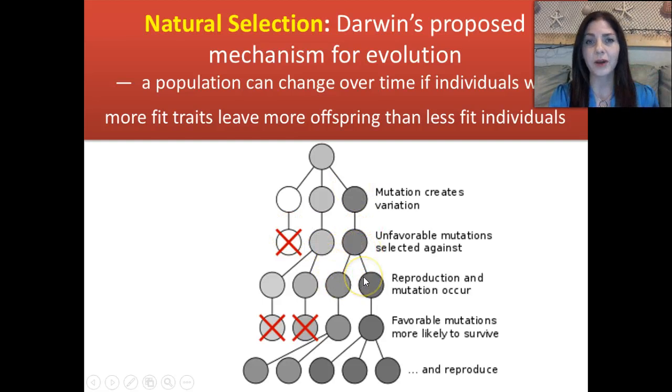Another generation goes by, they reproduce, and again, favorable mutations are more likely to survive. So the light gray ones now start getting eaten, which leaves only the dark gray ones left behind.